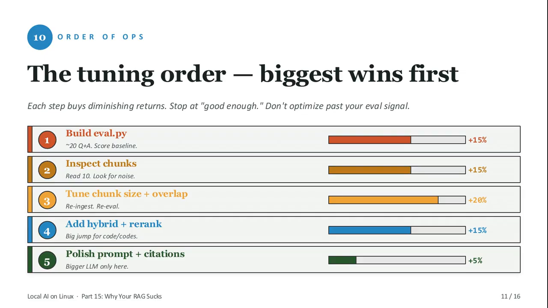Then layer in hybrid search and a re-ranker for another 15, especially if you're indexing code. And only at the very end do you polish the prompt or reach for a bigger LLM. That's maybe 5%. Stop when your eval says good enough. Don't optimize past your signal.